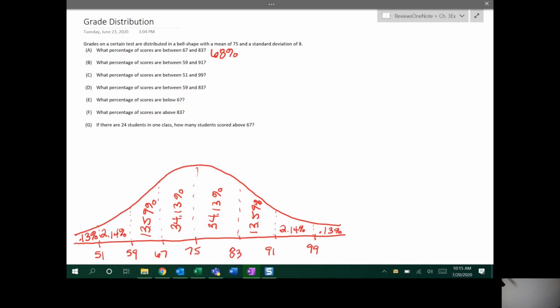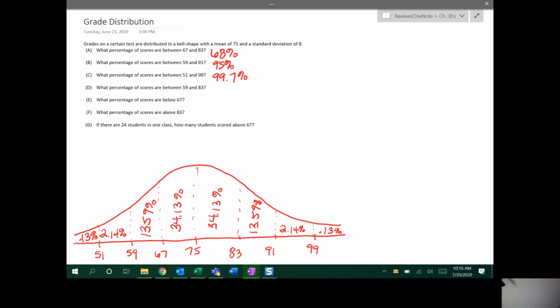Similar for part B, 59 is 2 standard deviations to the left, 91 is 2 standard deviations to the right. So 95%. And as you can guess for part C, 51 is 3 standard deviations to the left, 99 is 3 standard deviations to the right. So this is 99.7%. I'll come back and rework one of these with the slightly slower way, but the way that always works. But I won't rework all 3 of these. But those are 3 perfectly good answers.